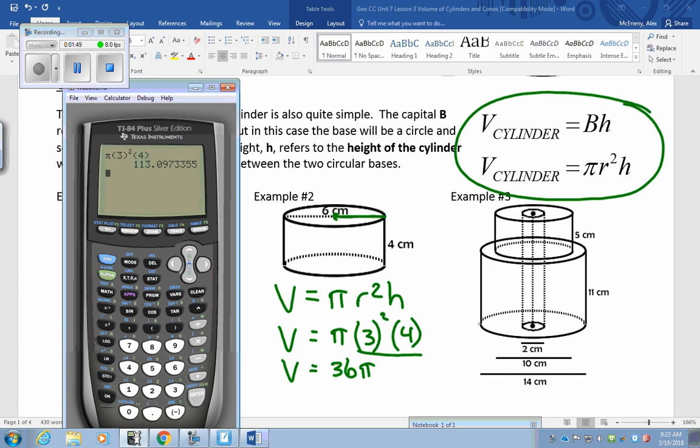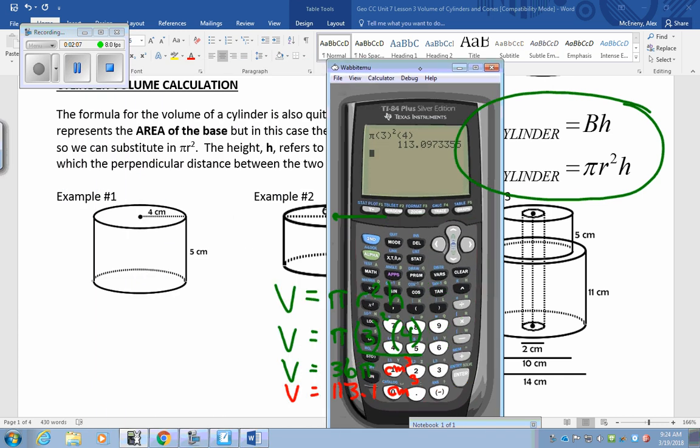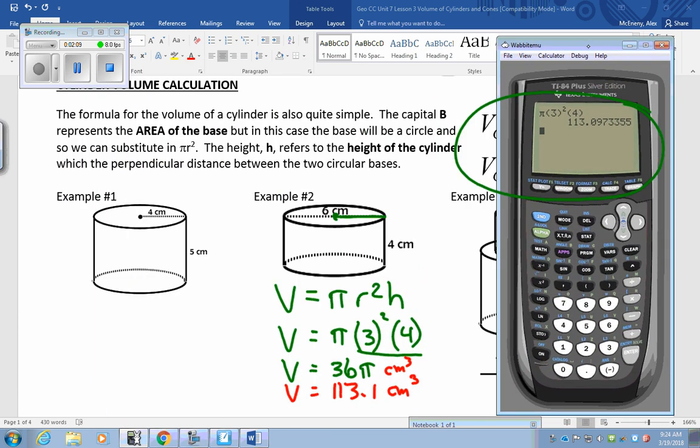So exactly it's 36 pi, but rounded it's going to be 113.1. In this case it's centimeters cubed. And that would be centimeters cubed for each of these because we're talking about volume. So that one's example 2. And again, it's a cylinder. Now I'm going to erase this.